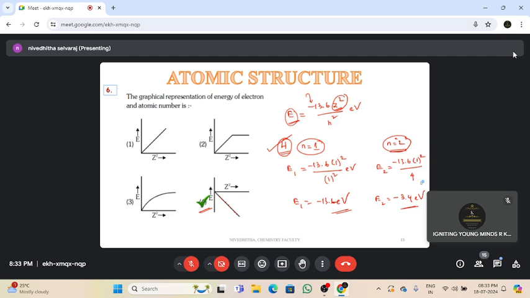It is increasing, yes, right? So if you increase the value of N, or if the electron is moving away from the nucleus, the energy is getting increased. Okay, fine. Let us move on to the next question.